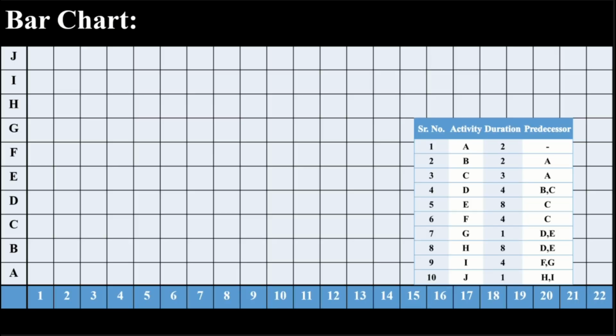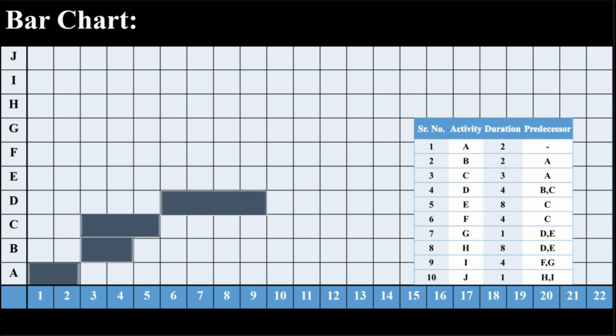Activity A has no predecessor, so it starts at day 0 and ends at day 2. Activity B starts after A is completed at day 2 and runs for 2 days, ending at day 4. Activity C also starts after A at day 2, runs for 3 days, and ends at day 5. Activity D starts after both B and C are completed, meaning it starts at day 5, runs for 4 days, and ends at day 9.